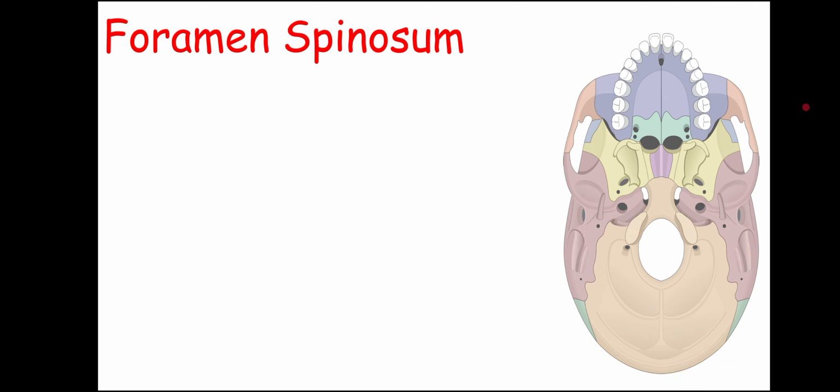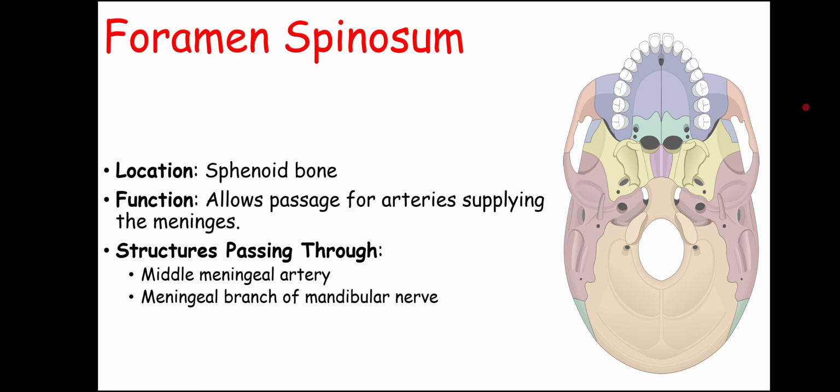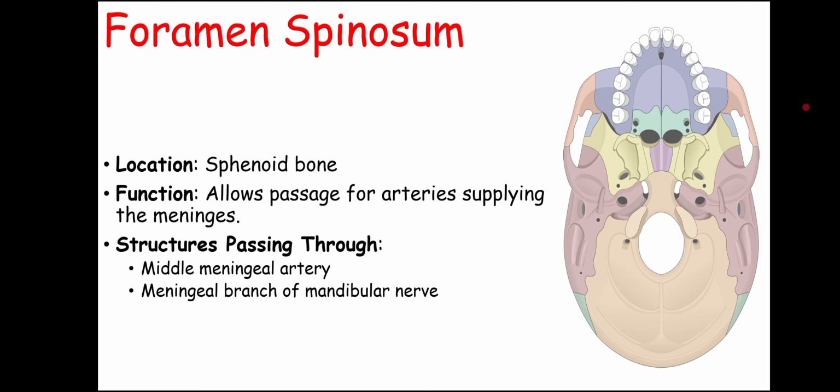Next is foramen spinosum. Location is sphenoid bone. Function is that it allows passage for arteries supplying the meninges. Structures passing through foramen spinosum include the middle meningeal artery and meningeal branch of the mandibular nerve.